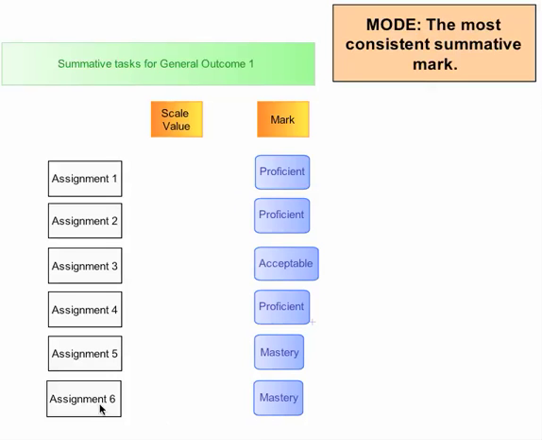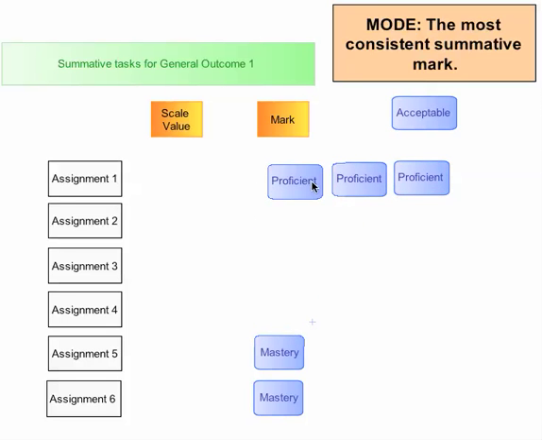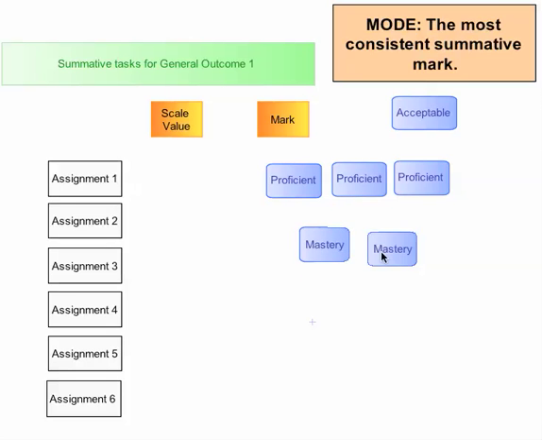So now when we count how the student's doing in this, you can see that the student has only one Acceptable, but has 1, 2, 3 Proficients, and has 2 Masteries. As a result, the mode, or the most consistent summative mark, would be Proficient.